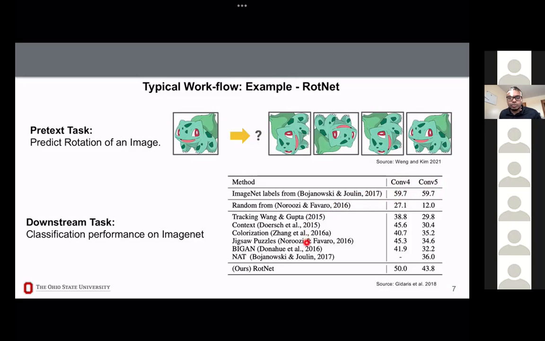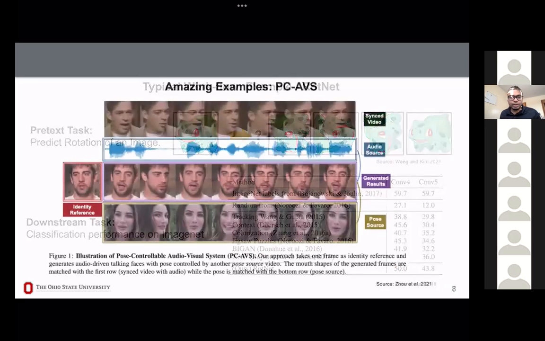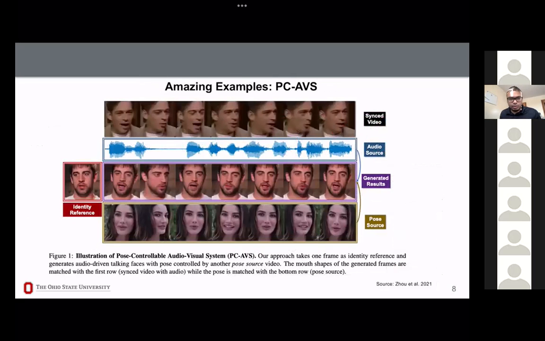These are other pretext tasks that have been done, with their respective performances. And finally, the RotNet paper's performance was the best among the unsupervised works. They reported about 50% accuracy using Conv4 block features. So you can see it is very useful, very powerful. No labels were used for RotNet to get that representation. This is another example which I consider amazing of what can be done with self-supervised learning.